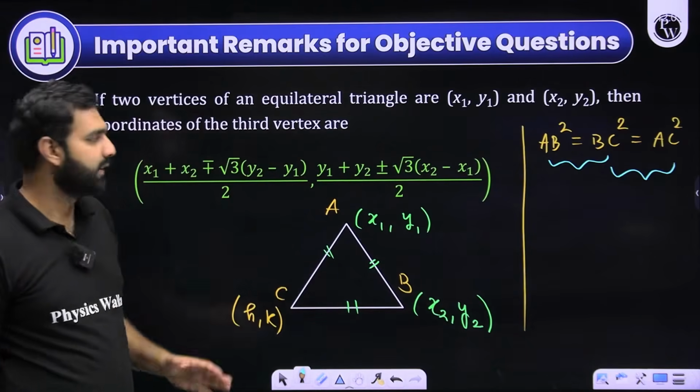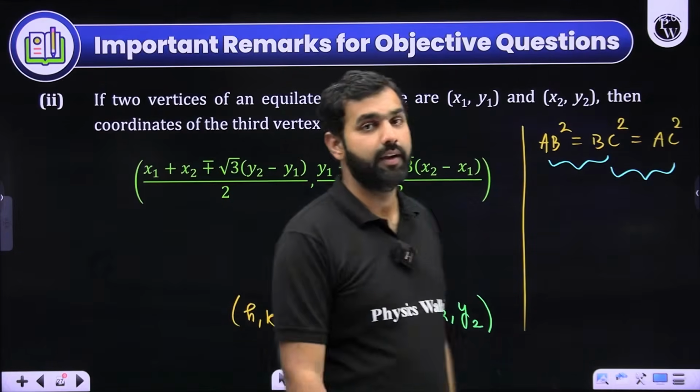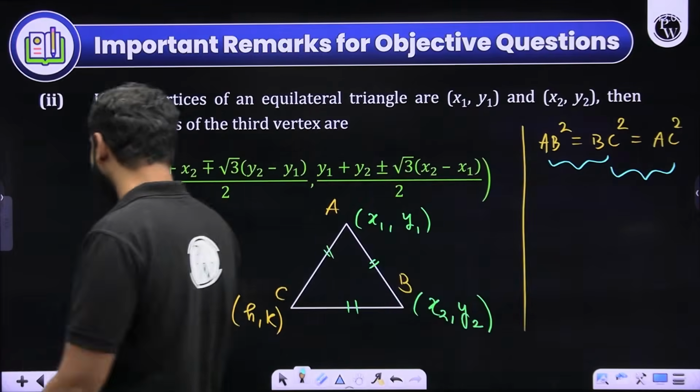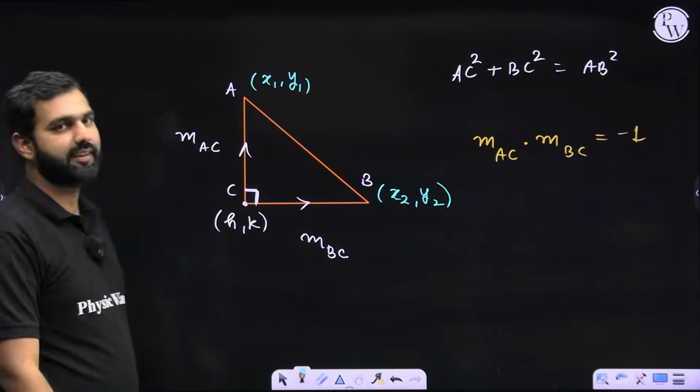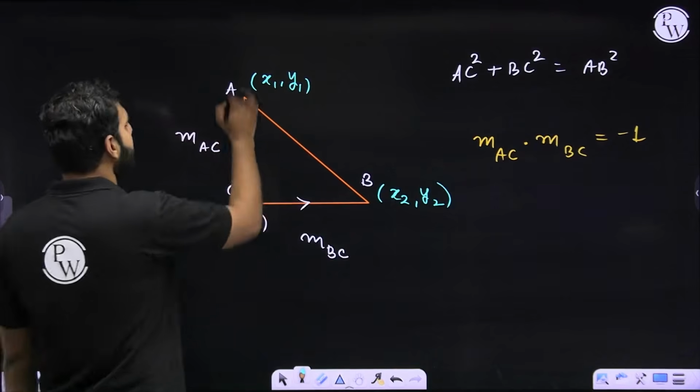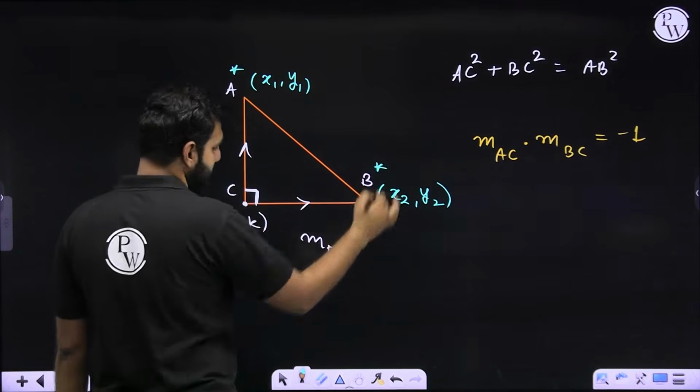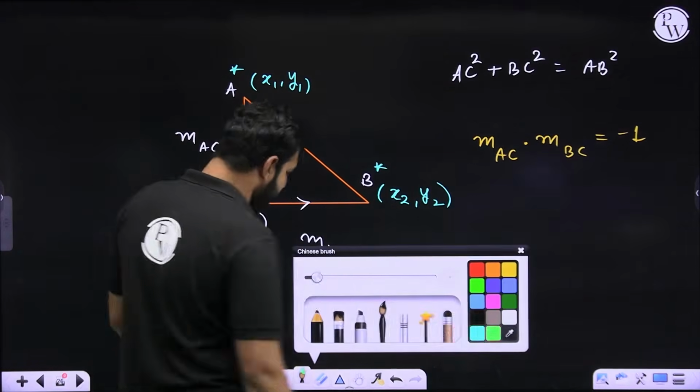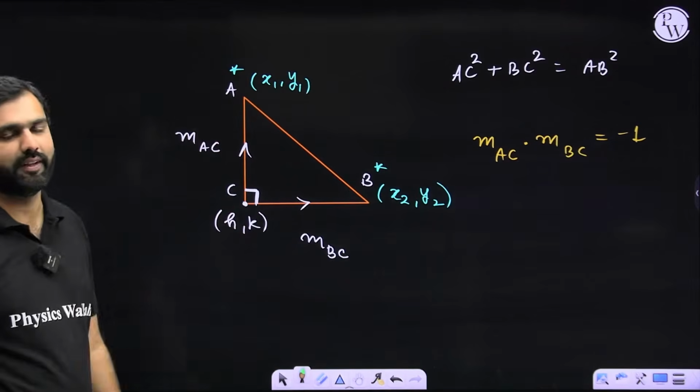Did you understand this? I hope you are understanding it very clearly. Of course, in this case, you will get two answers. Why am I saying so? Please understand, let's say A and B are fixed. Let's say A and B are fixed. So why can you have only one coordinate C fulfilling this condition?